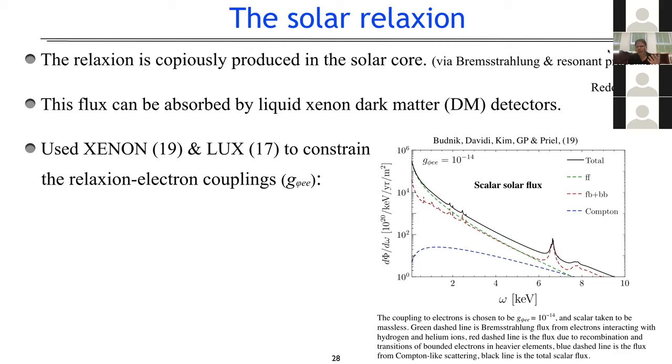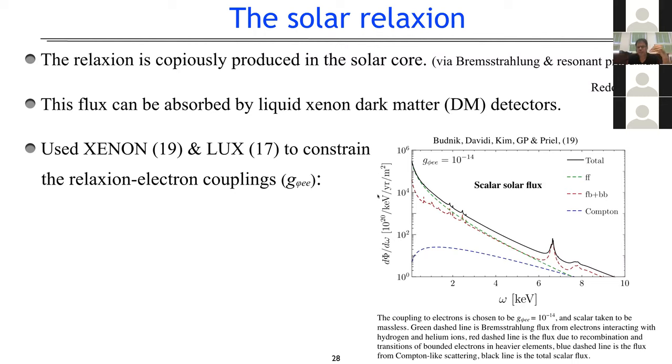One other way to search for the relaxion is not using experiments that are trying to create huge luminosities, but to use the sun. And of course, the sun is a great source of relaxion production. So you can look at the process where you produce the relaxion, mostly through bremsstrahlung, and also at lower energy, there are resonance processes. And this relaxion will just propagate from the sun. We'll get to xenon. Nothing will stop it because we're talking about a very small mixing angle. The coupling is 10 to the minus 14 or something.